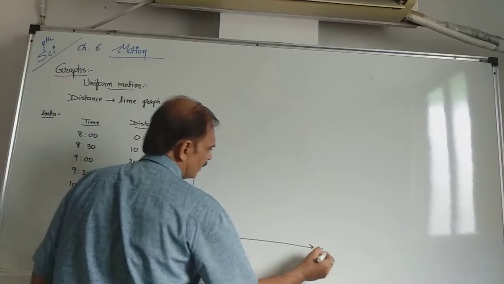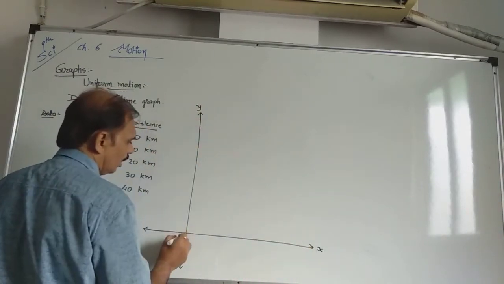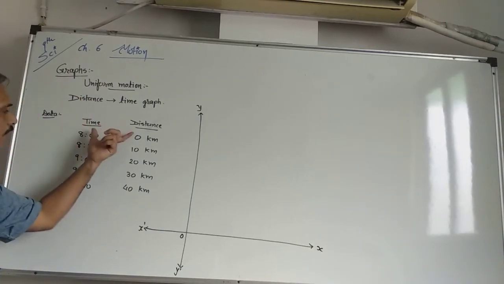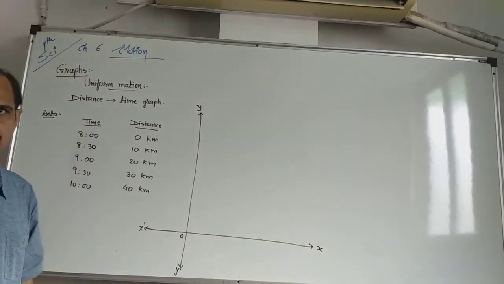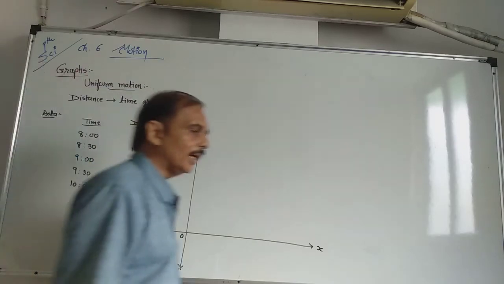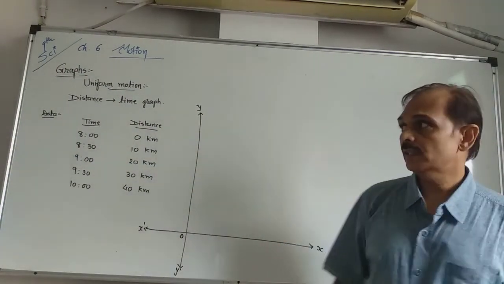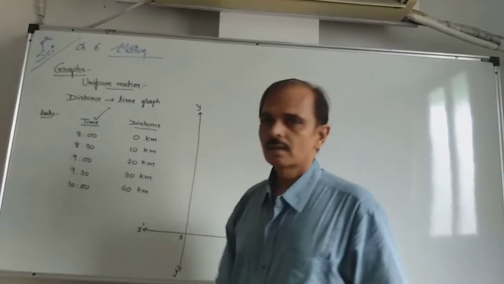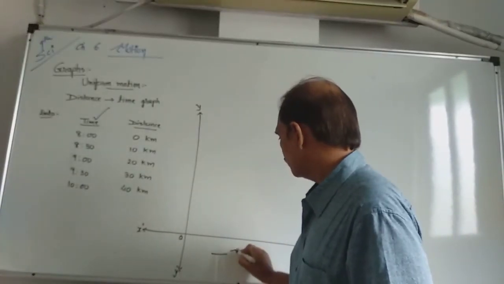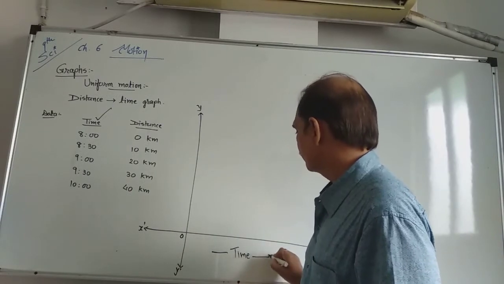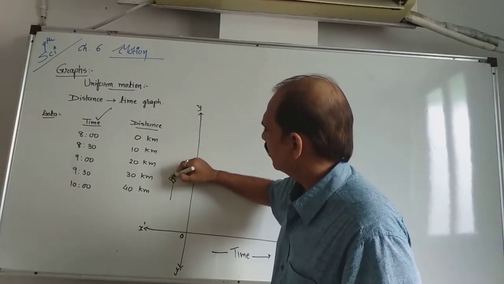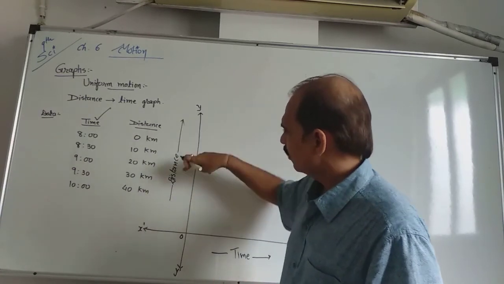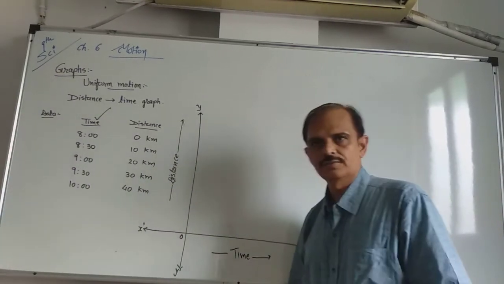On the x-axis, you have to plot whichever of these two is independent. Actually both are independent, but out of these two, which one is the more likely independent? Independent is time. So you have to plot time on the x-axis and distance on the y-axis. That's why it is called distance versus time graph.